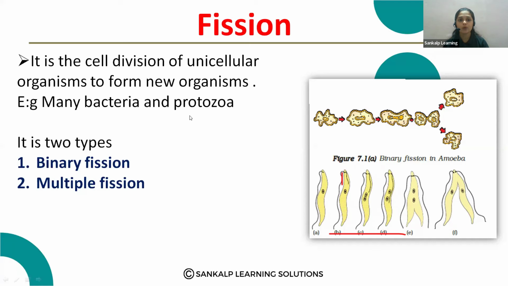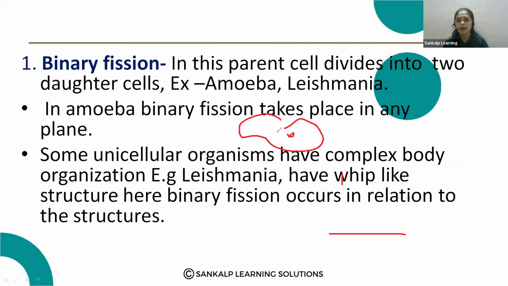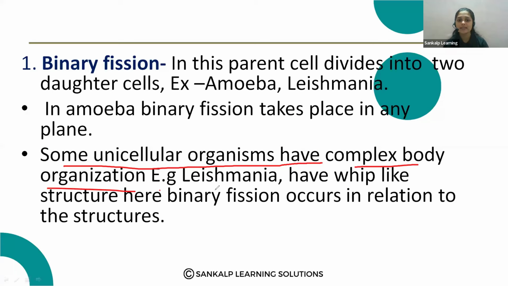Here one more point you should know. In amoeba, binary fission takes place in any plane. Just imagine this is an amoeba. Binary fission can start in any plane, it can cut like this or any other way. But some unicellular organisms have complex body organization. Example, leishmania, very important.